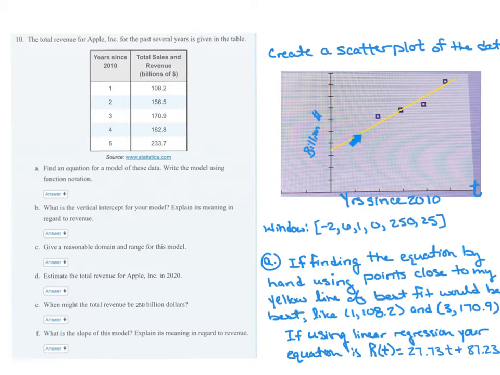So here is a data point and here's a data point. These are the 2 I chose to use. This would have been a fine choice as well, but I chose the data point for 1, 108.2 and the other data point, which was 3, 170.9. If you wanted to, you could also use linear regression on your calculator, which would find an equation that would come close to all of the data points, and it would have slightly different values. I'm going to go with using these 2 data points so I can demonstrate how to find the equation of a line given 2 points.